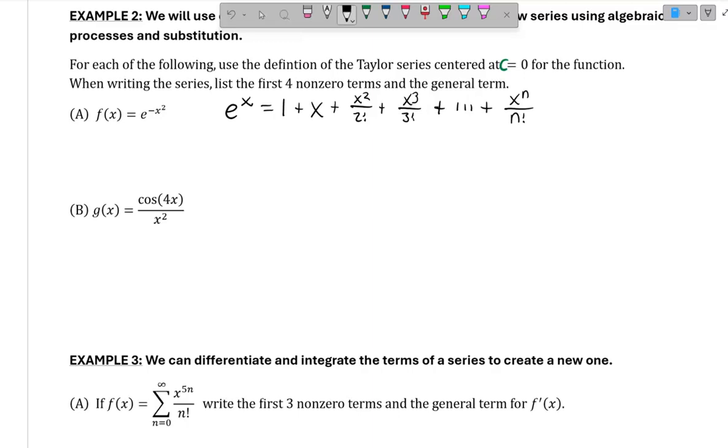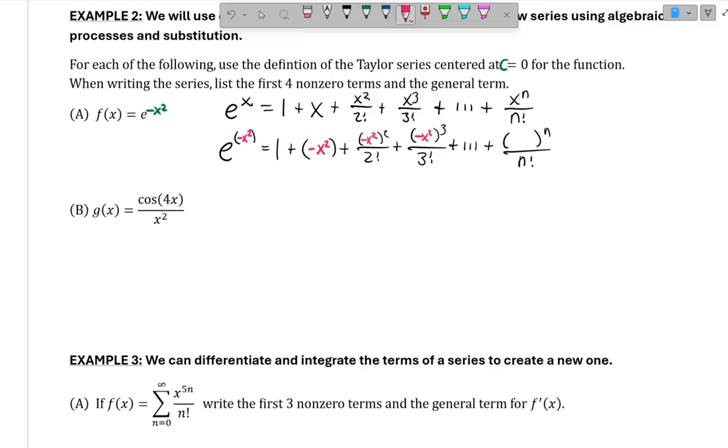Now, what makes this problem different is the exponent. The exponent is no longer just x, it is actually negative x squared. So what that means is that rather than writing x, when we go ahead and write our polynomial this time, every time we have an x, I'm going to leave it as a blank. So 1 plus blank plus blank squared over 2 factorial plus blank to the third over 3 factorial plus dot dot dot plus blank to the n over n factorial. And so everywhere we see that blank, we can go ahead and plug in a negative x squared into each term.